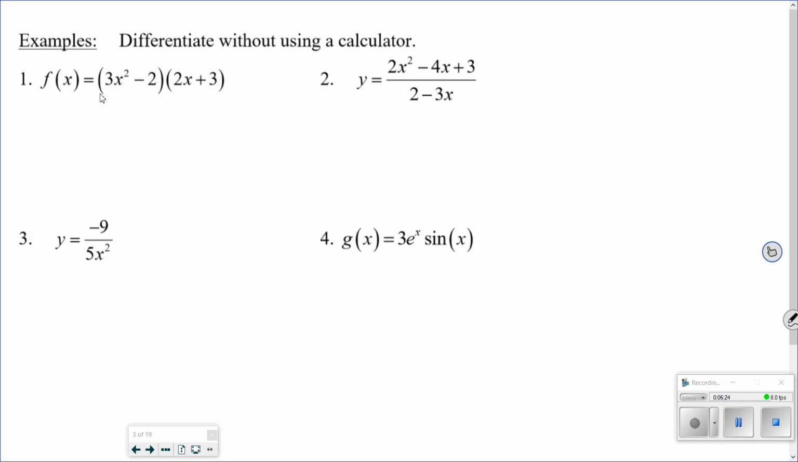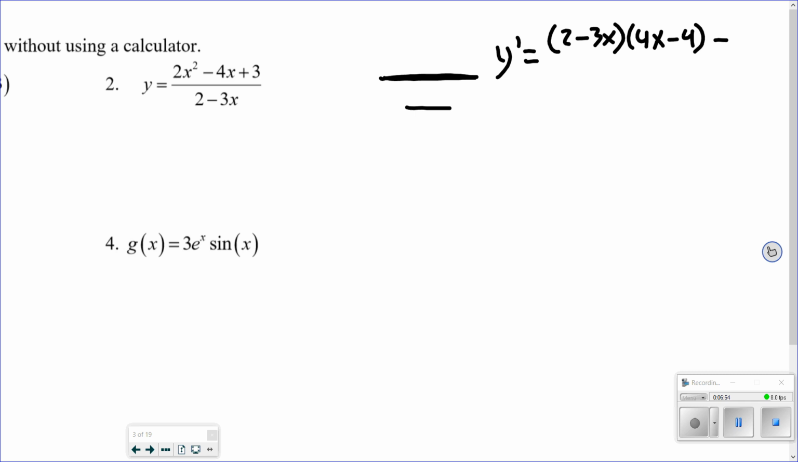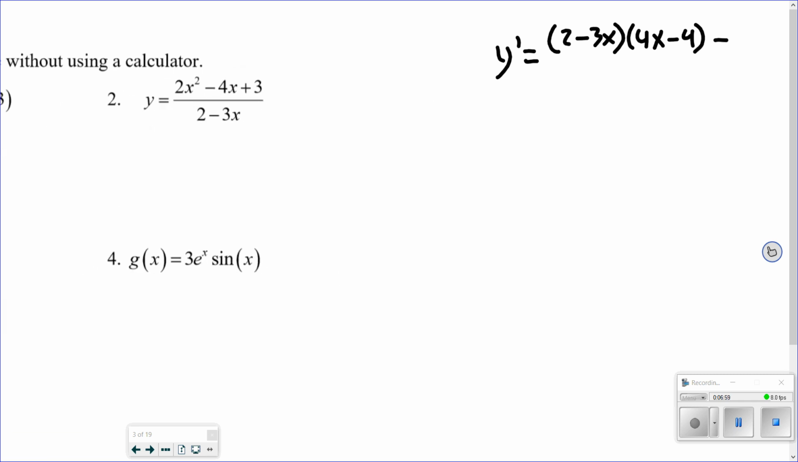So this would be my top function, 2x squared minus 4x plus 3, and this is my bottom function, 2 minus 3x. What the quotient rule says is y prime, my derivative, equals the bottom, 2 minus 3x, times the derivative of the top. So I take the derivative of the 2x squared minus 4x, that would be 4x minus 4. Minus, I did not leave myself enough room. Let me slide this whole thing over here for a moment, and that way we'll have enough room to show this.